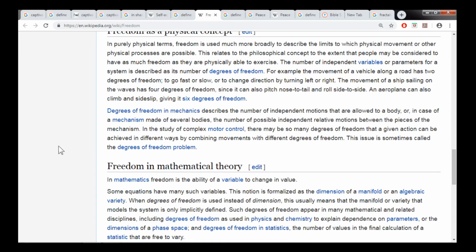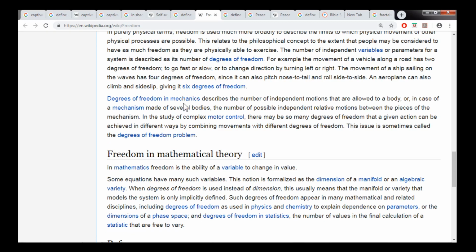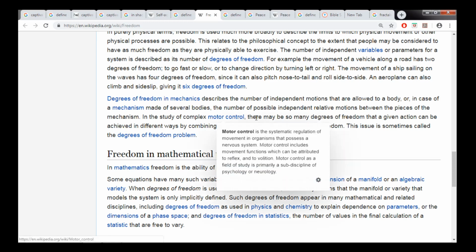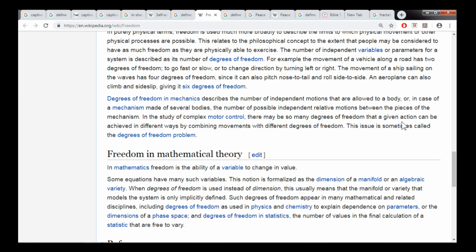Whoa, what a shame. Degrees of freedom in mechanics describes the number of independent motions that are allowed to a body, or in the case of mechanisms made of several bodies, the number of possible independent relative motions between the pieces of the mechanism. In the study of complex motor control, there may be so many degrees of freedom that a given action can be achieved in different ways by combining movements with different degrees of freedom. This is called the degrees of freedom problem.